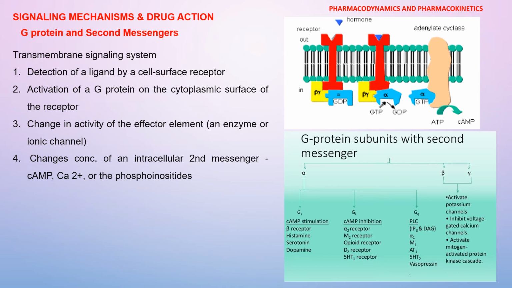Different subunits of G protein are associated with release of different secondary messengers. For example, the alpha subunit leads to stimulation of cAMP as seen in the figure above, while beta and gamma subunits activate potassium channels. In the present session, I would like to discuss in detail the muscarinic receptor.